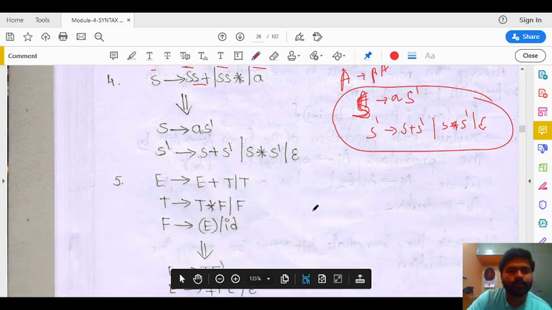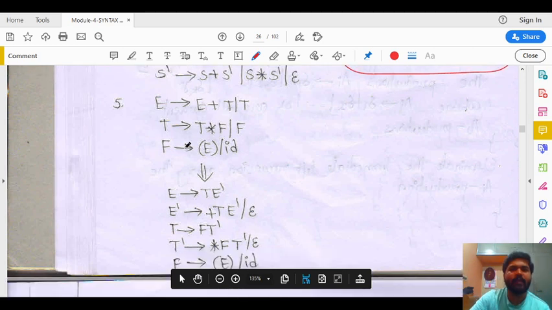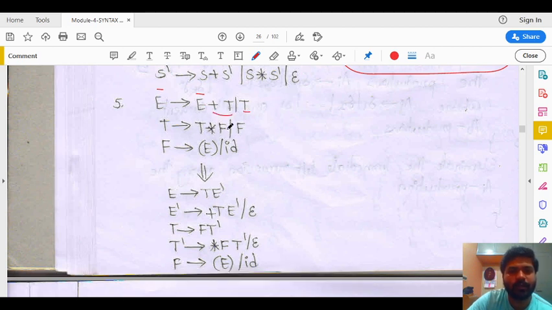So ultimately, as you can see here, I have E and E which is repeating. So this is my alpha and this is my beta. Alright. So E tends to beta E dash. So what is beta? T. Fine. So next, E dash tends to alpha, that is plus T E dash, or epsilon. This is for the first case.